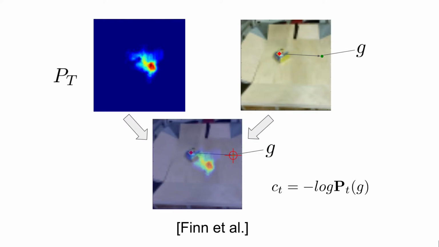In order to rate the actions, a cost function is computed from the predicted probability distribution of the designated pixel pt. In the work by Finn et al., this was simply the negative log likelihood of the distribution evaluated at the goal position g. However, the problem with this is that the probability distribution is often 0 at the goal position, and this cost also does not account for the proximity of the probability mass to the goal. We will show in a quantitative analysis later that this cost function performs poorly.